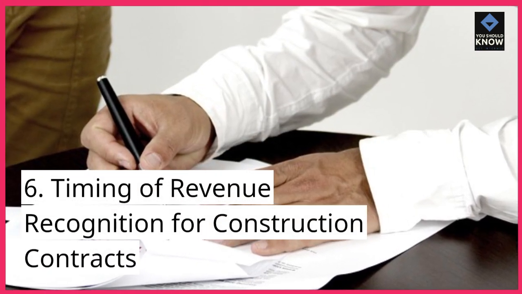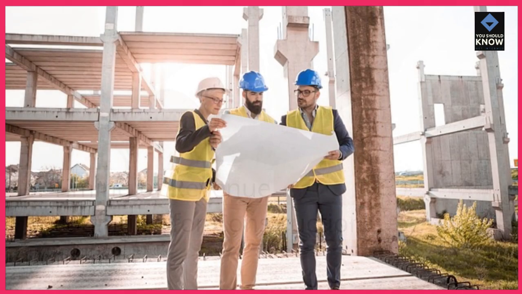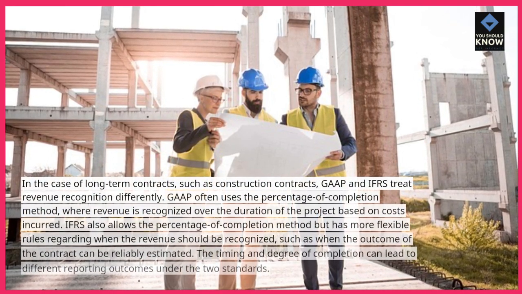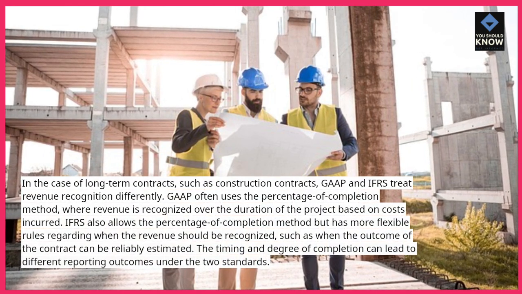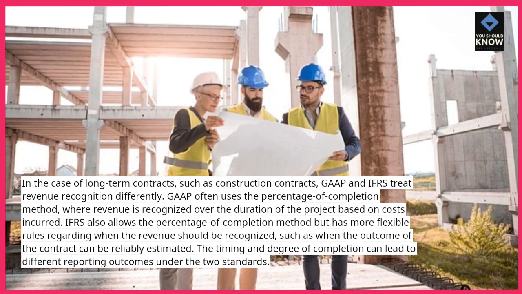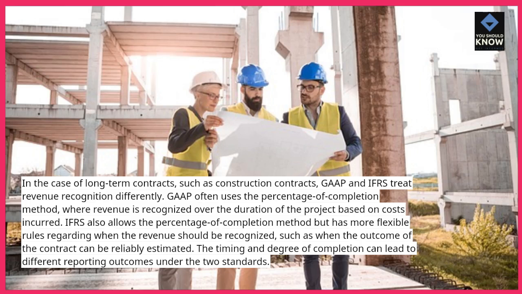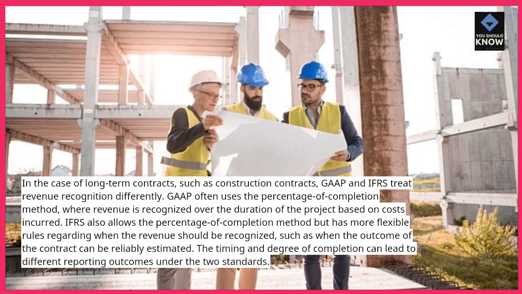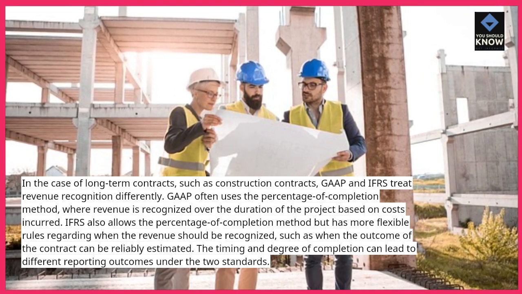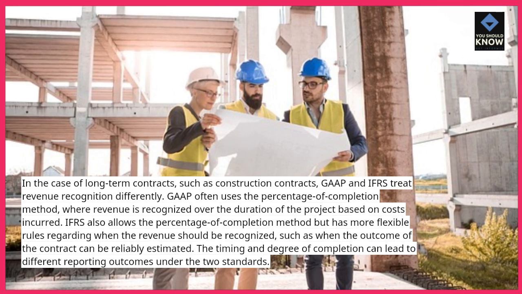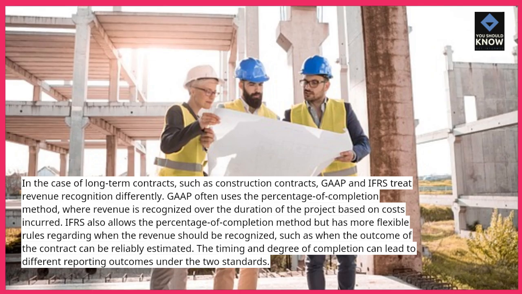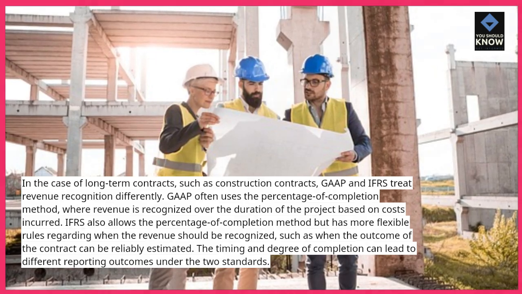6. Timing of revenue recognition for construction contracts. In the case of long-term contracts, such as construction contracts, GAAP and IFRS treat revenue recognition differently. GAAP often uses the percentage of completion method, where revenue is recognized over the duration of the project based on costs incurred. IFRS also allows the percentage of completion method but has more flexible rules regarding when the revenue should be recognized, such as when the outcome of the contract can be reliably estimated. The timing and degree of completion can lead to different reporting outcomes under the two standards.